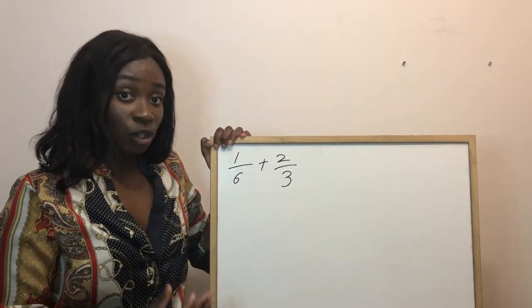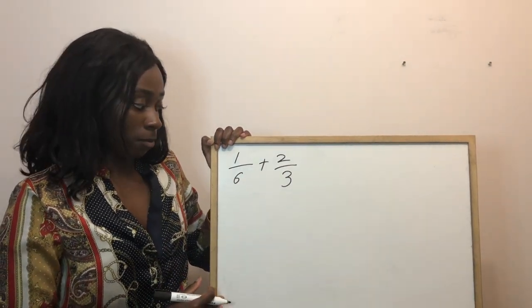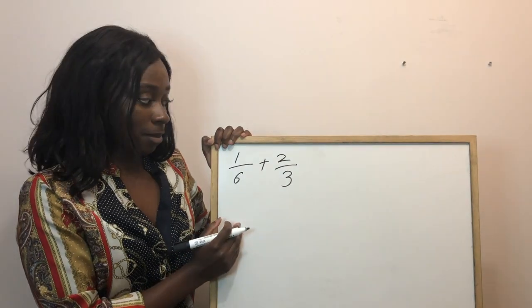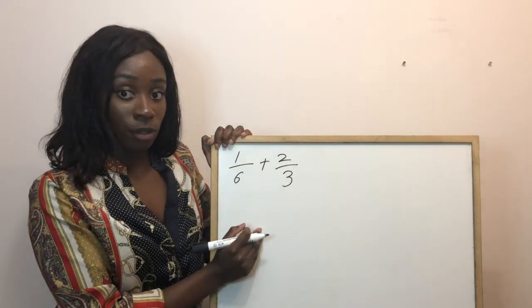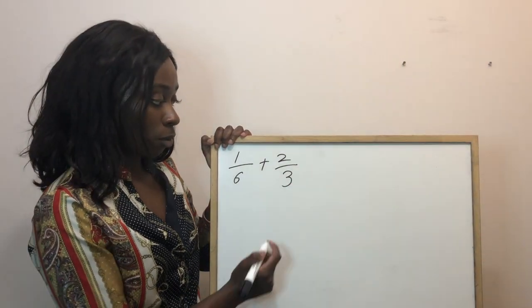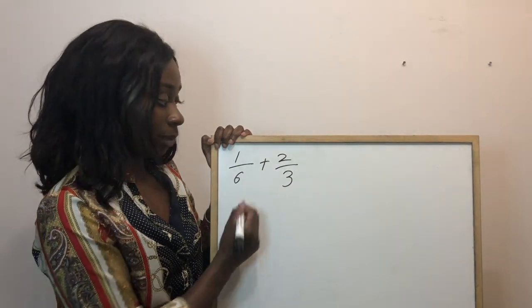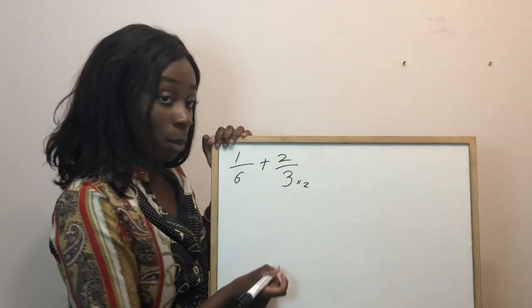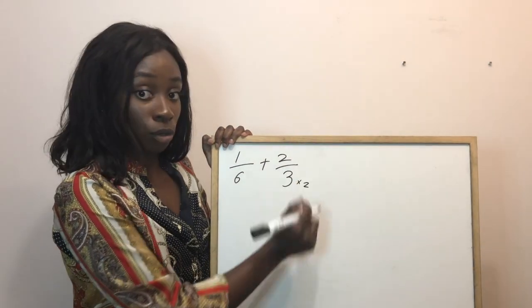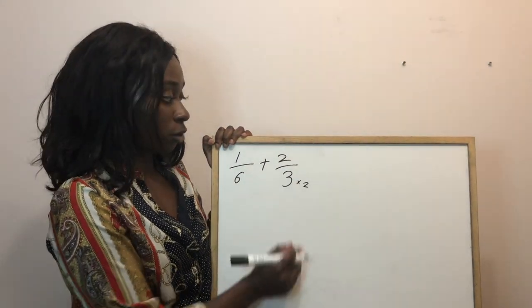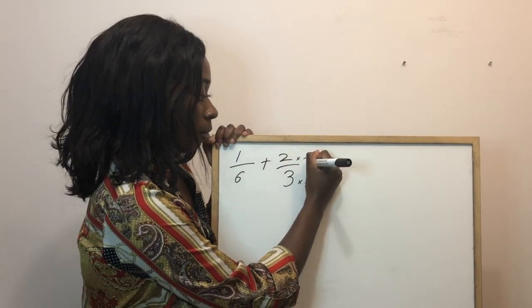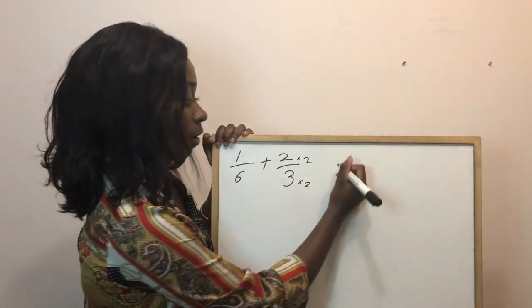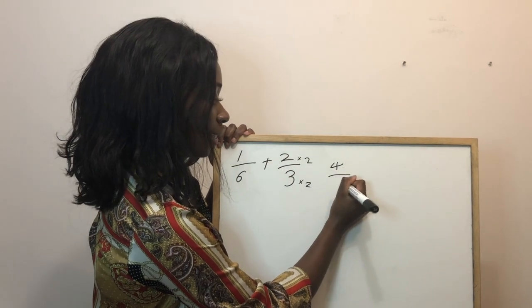So what we need to do is convert one of them into the number that we want. So let's keep 1 over 6 the same, but let's change 2 over 3. So, for example, what we need to do to change 3 into a 6 is times by 2. So we can times this by 2. But whatever you do to the bottom, you must also do to the top. So you must also times the top by 2. So what we have left is 4 over 6.